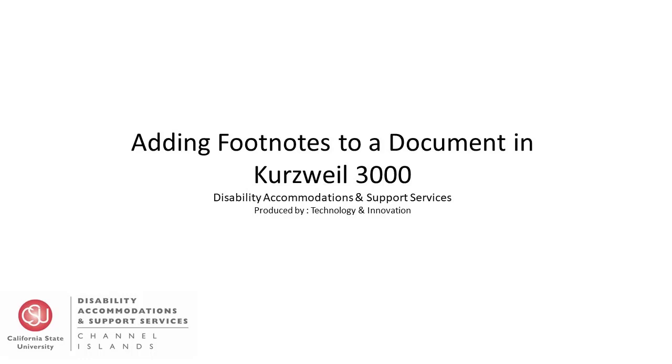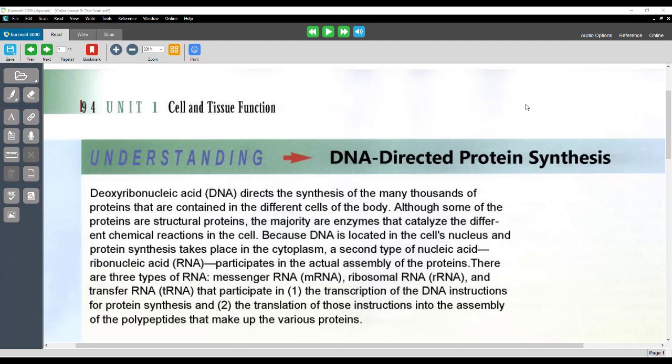In this video, I will show you how to add a footnote to a document in Kurzweil 3000. First, make sure that you have the document that you would like to work with open in Kurzweil. Then, to add a footnote, place your cursor in the document where you would like the footnote to be added. For this example, I will add the footnote after the words DNA.